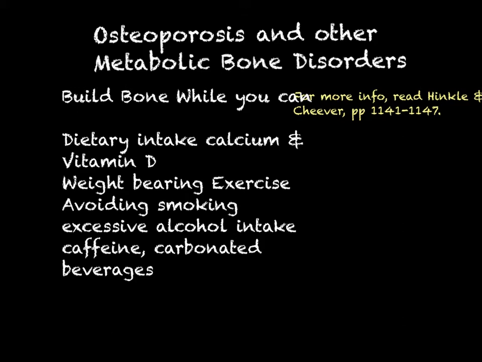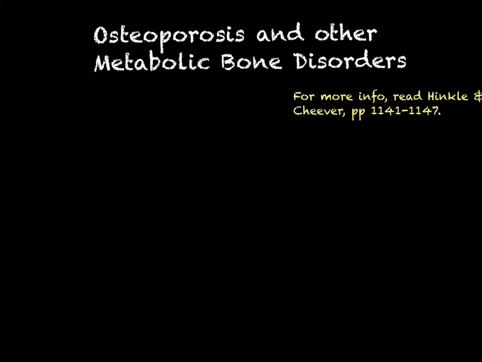Now, there are some other risk factors that maybe we can't modify, and we'll talk about those. Smaller stature. People who are shorter and thinner have smaller bones. They have smaller bank accounts. You can't rob as much from them.